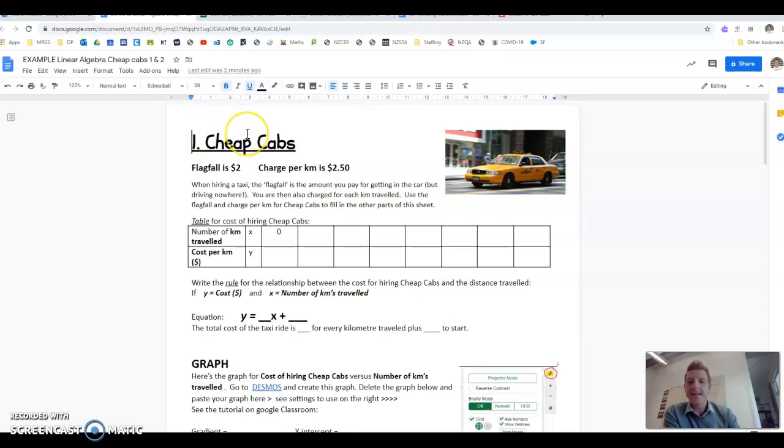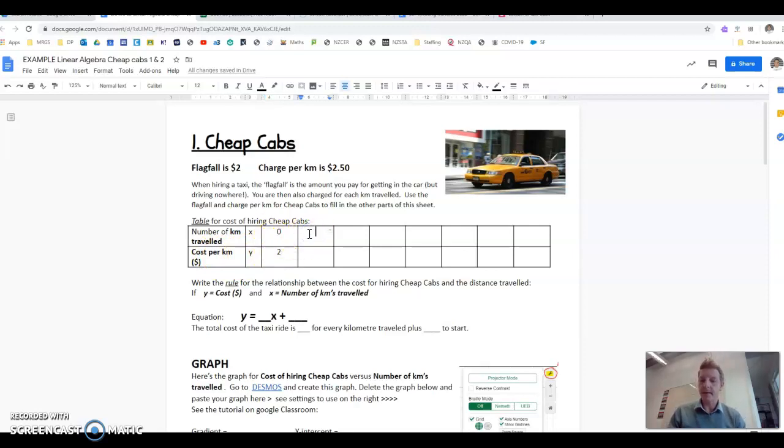So the first part, there are two pieces of information we need to know. The first is the flag fall, which is how much it costs to get into the taxi. That's when you've gone 0 kilometers. What does it cost? And then the charge per kilometer. So when I fill out my table, my flag fall is going to be the cost that I pay when I've gone 0 kilometers. That's going to be 2. And that's my Y value.